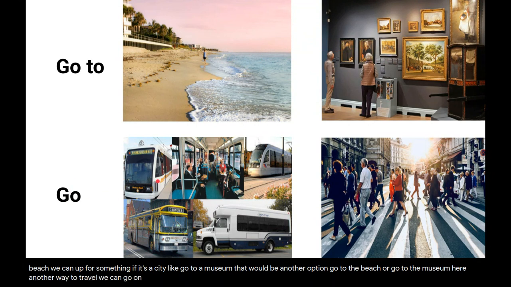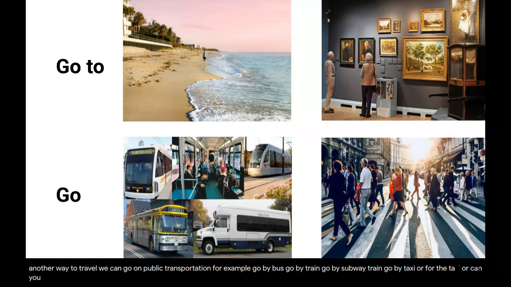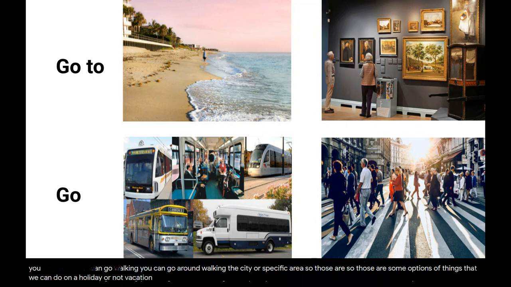We can go on public transportation, for example, go by bus, go by train, go by subway train, go by taxi. You can go walking, you can go around walking the city or specific areas. So those are some options of things that we can do on a holiday or on a vacation, right?